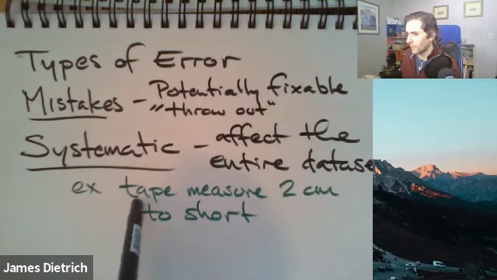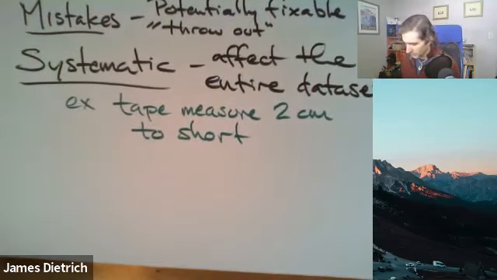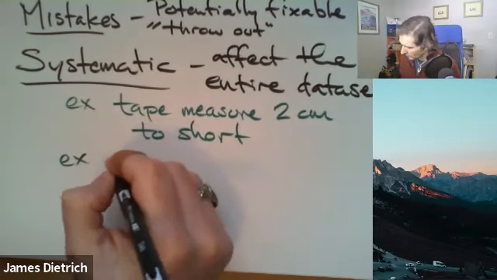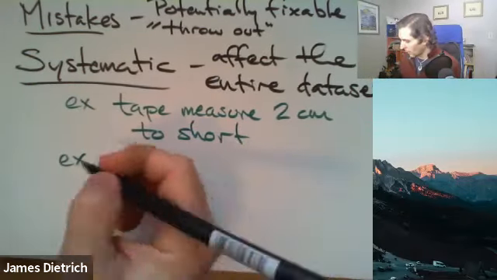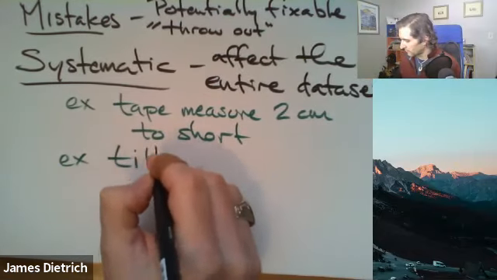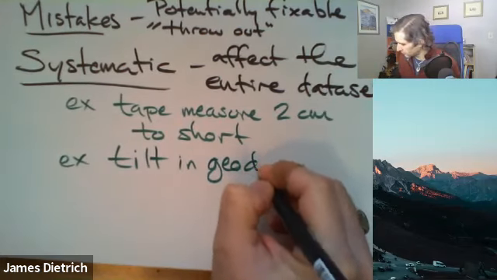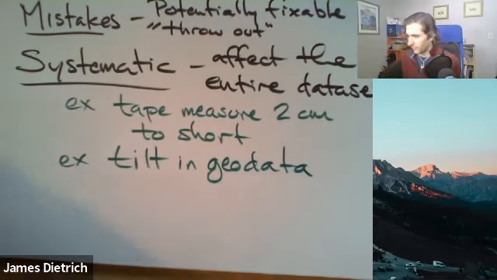Other systematic errors can be more complicated. Okay, and so things like in our GIS data, let's say we're doing georeferencing. We can end up with systematic errors that are things like tilt in our geographic data.